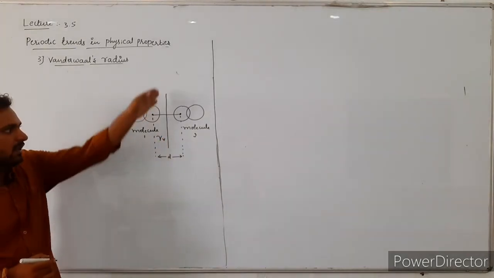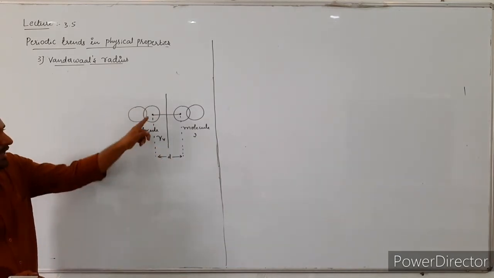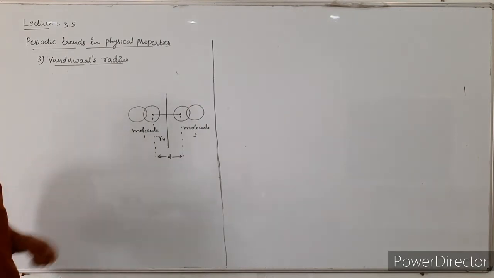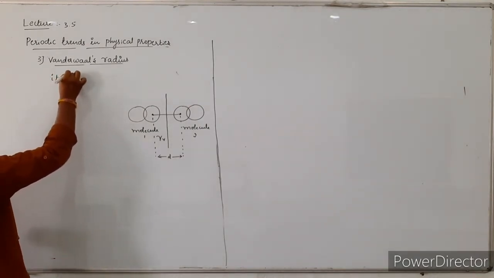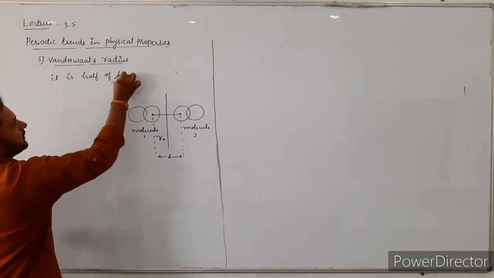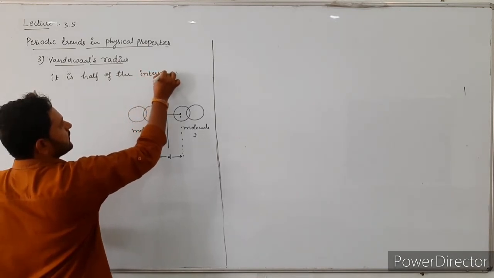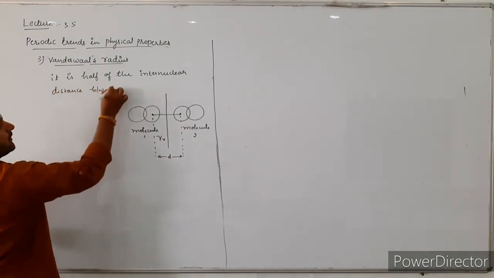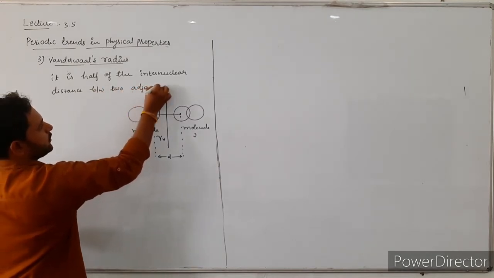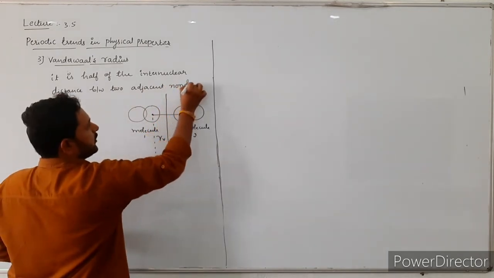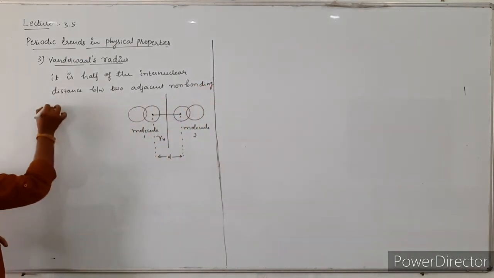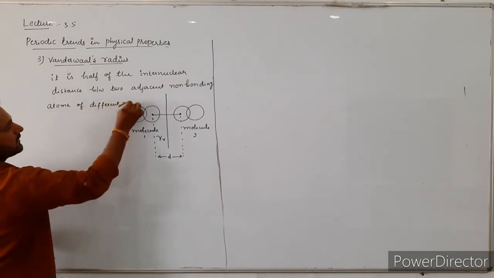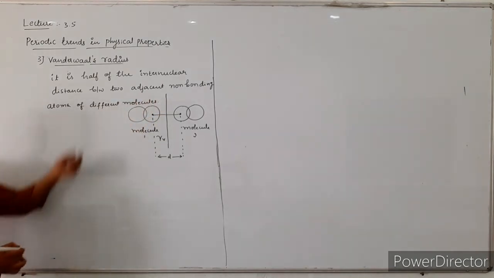What is van der Waals radius? It is half of the internuclear distance between two adjacent non-bonding atoms of different molecules is called van der Waals radius.